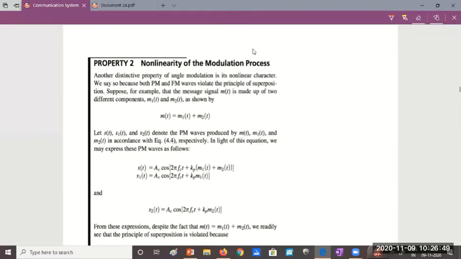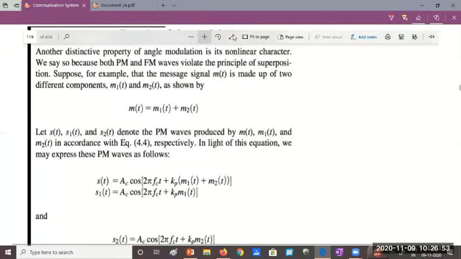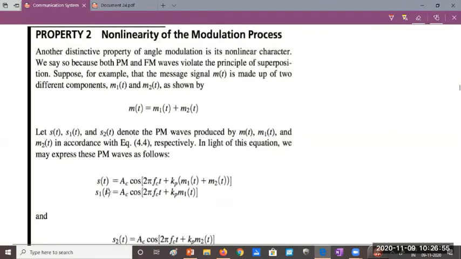Are you able to see the equations? Do you want me to expand it a little more? Okay. So can you see it?